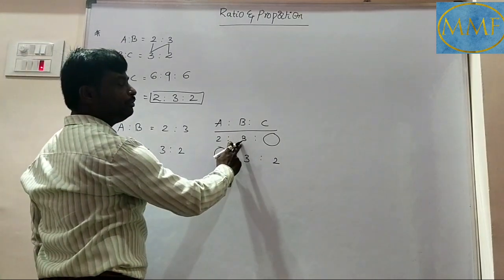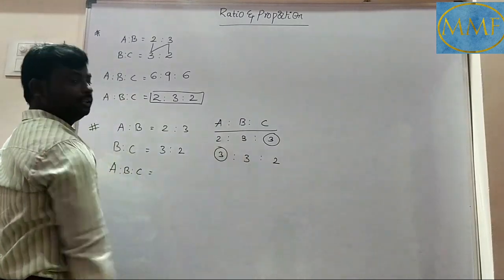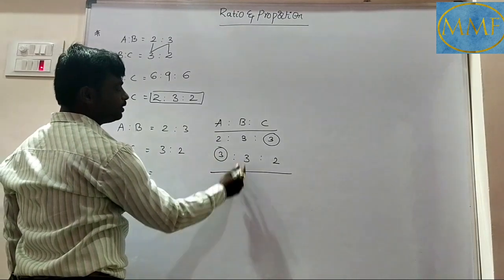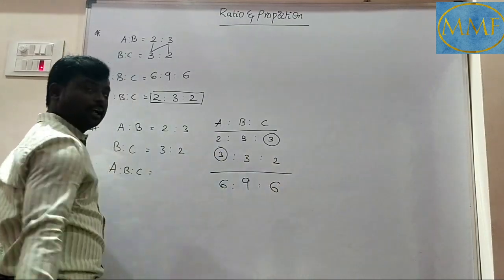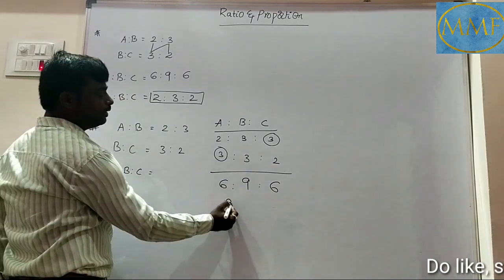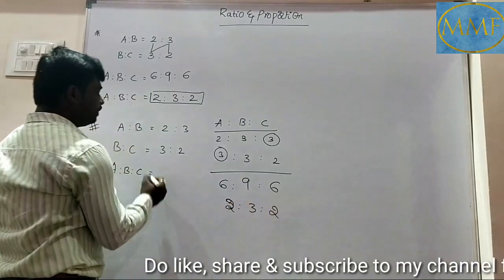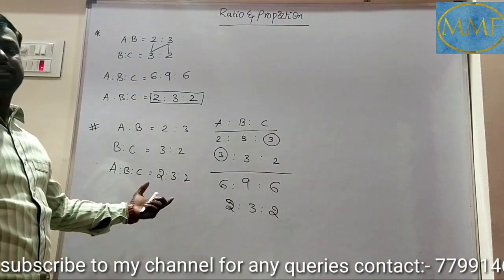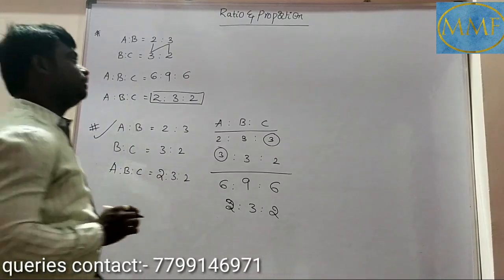What is the before number here? 3. What is the back number here? 3. So then just multiply: 2 into 3, 6. 3 into 3, 9. 3 into 2, 6. Again divide with 3. What happened? 3 2s are 6, 3 3s are 9, 3 2s are 6. Then the answer will become 2:3:2. So my best solution methods are this one and the first one. We'll see one more example like this.